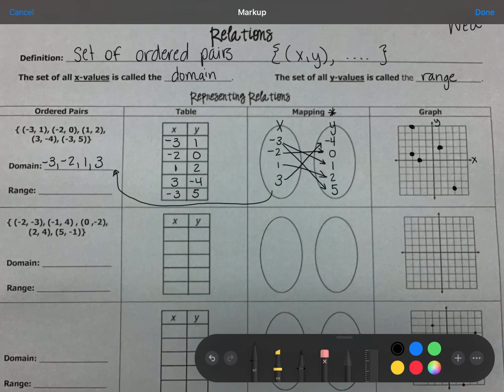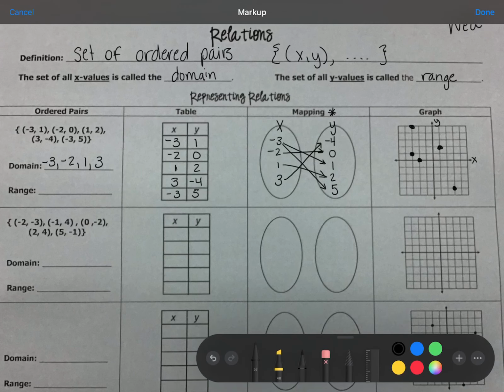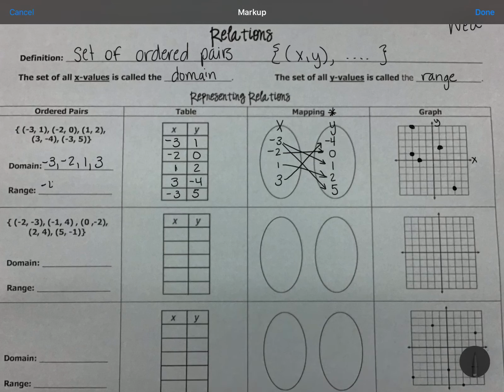So you can always take your mapping to help you display your domain and your range. All right, so my range, same thing. I'm going to look at my Y bubble, and I'm just going to list those numbers.